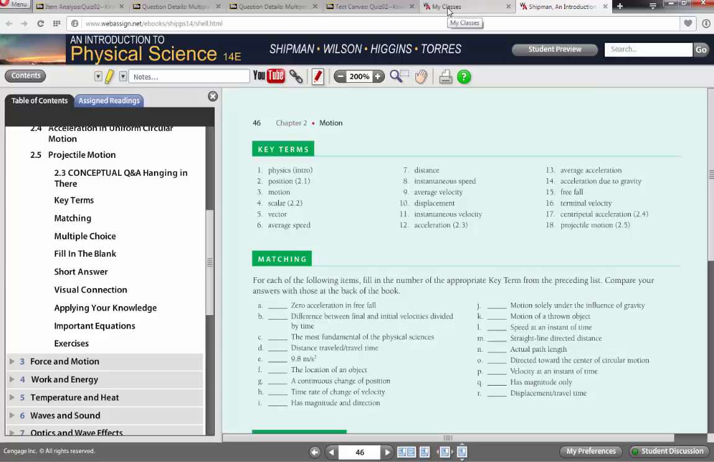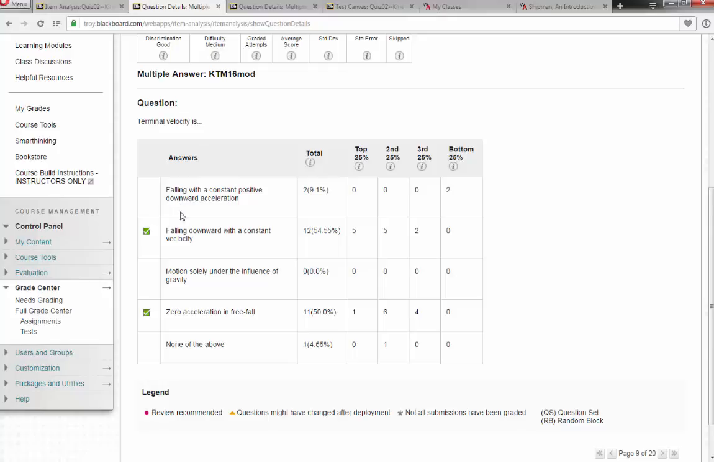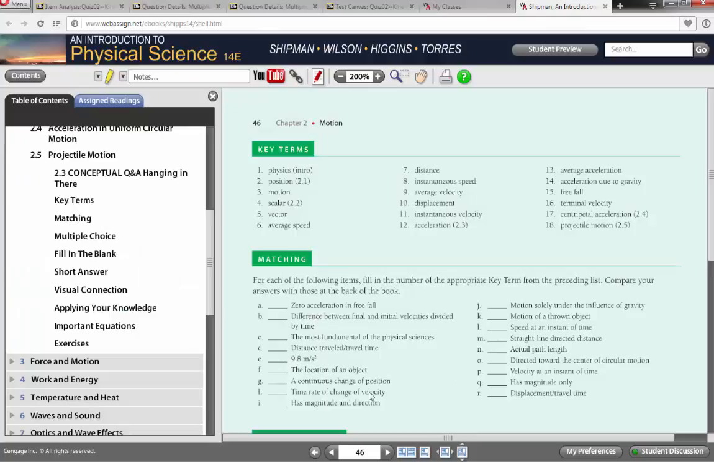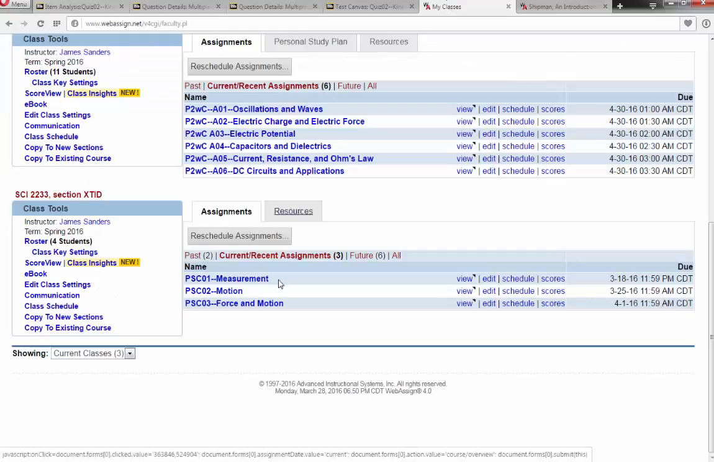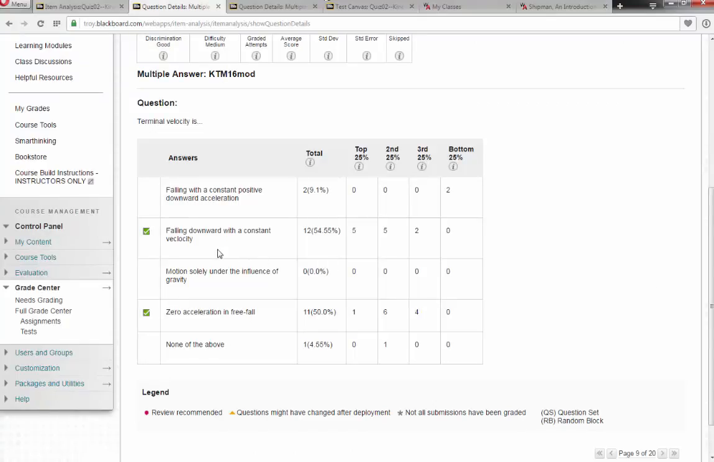With that said, you have to be careful, because when you look at this, you can see that most of these options may or may not be the same options that you have in the book. So here are all the options that you're given to match this with in the book. And in the book, the correct answer for terminal velocity is given. It is, in fact, zero acceleration in free fall. That's the answer given for terminal velocity.